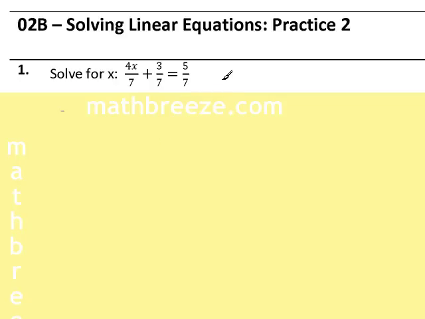In number one, we have a linear equation with some fractional coefficients, and our strategy will be to get rid of the fractions right away by multiplying both sides by the same number. In this case, if we just multiply both sides by 7, then those denominators will cancel. So let's look at that. Let me just rewrite.